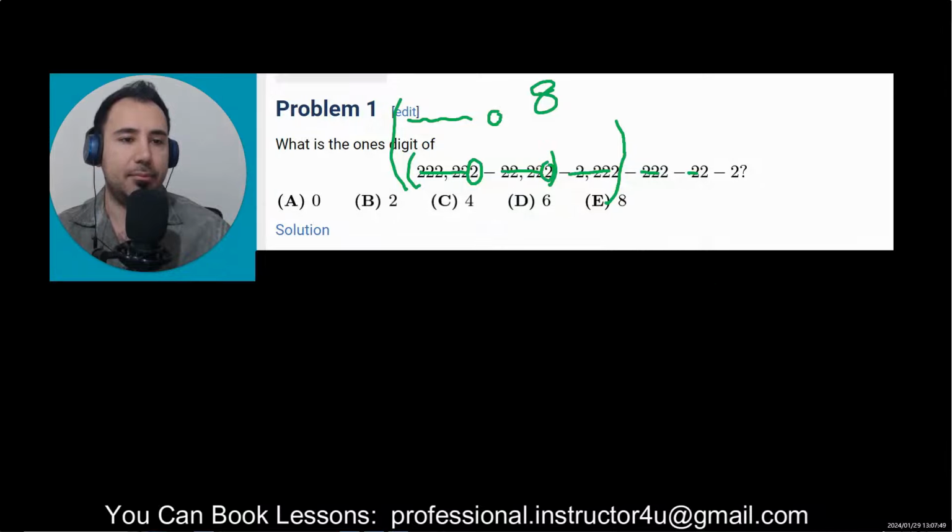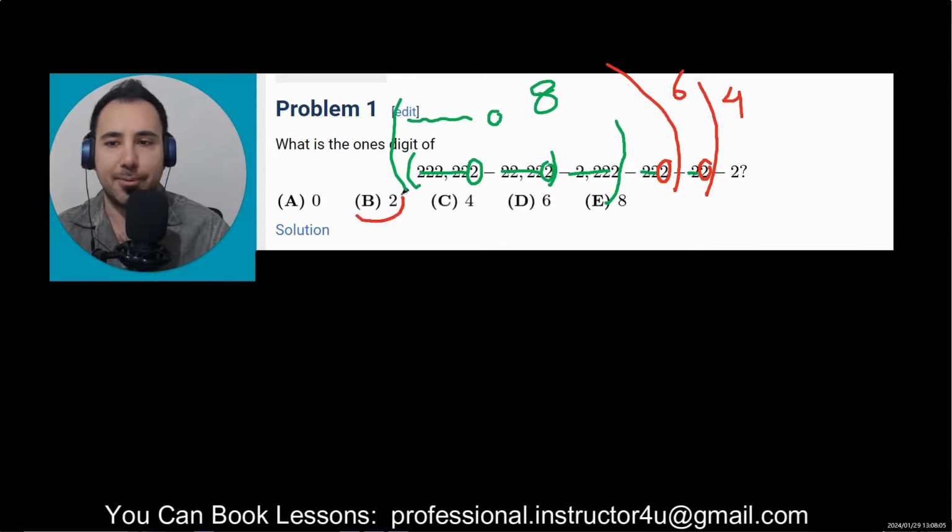And then we only care about these numbers. So 8 minus 2, so far it will be 6. You do it with another 2. 6 minus 2 is 4. And lastly, you have 4 minus 2, which is 2. If you know this, and if you're quick enough, 20 seconds is enough for this problem, right?